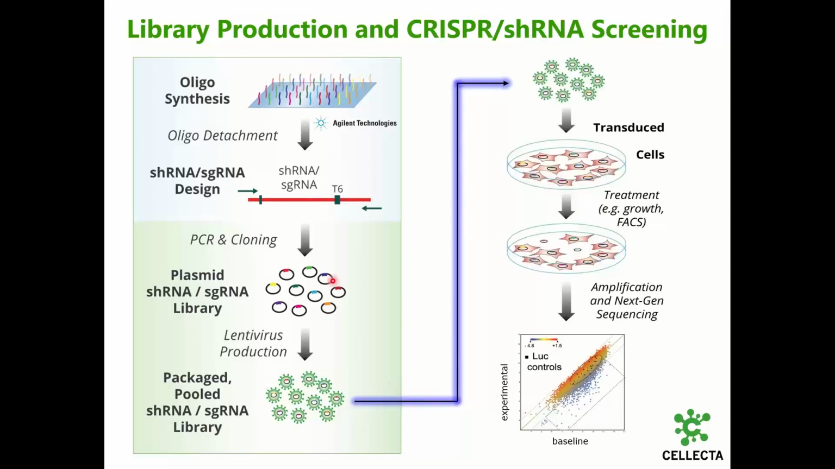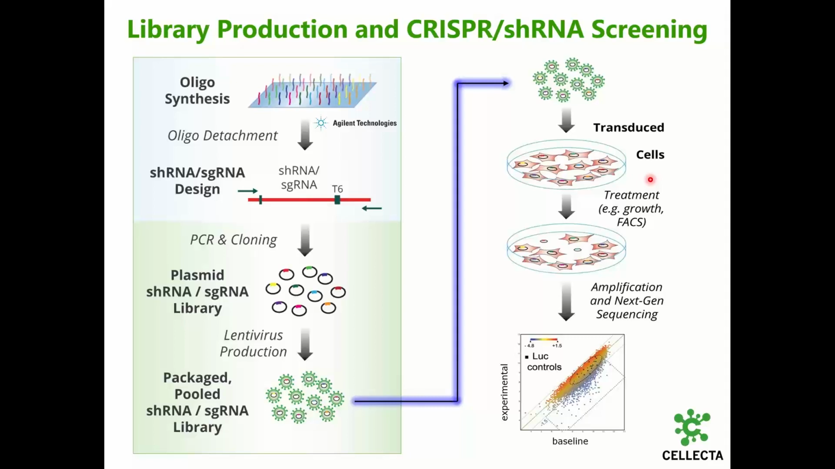The CRISPR screen approach is basically the same. First, package the library as lentiviral particles, and then introduce these into a cell population. You infect your cells such that most of the cells pick up only one lentiviral particle with one sgRNA.